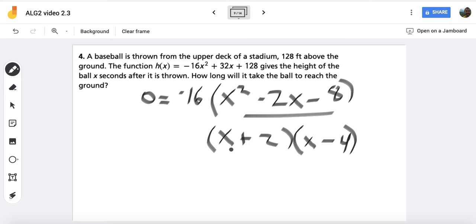Yep, and from this, using the zero product property, I know x could be negative 2 and x could be 4. Now going back to the story, how long will it take for the ball to reach the ground? It would either be negative 2 seconds, which is not realistic, or 4 seconds, so the answer is 4. And that's how you tackle these kind of problems. Again, very much related to what we were doing previously, just applying it.